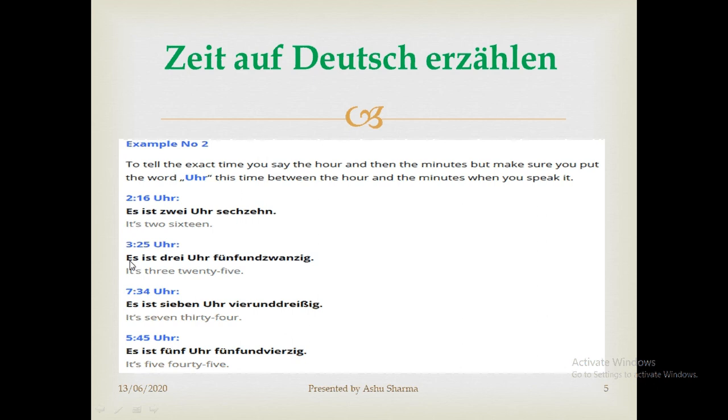Okay, next example, 3:25. We say: es ist drei Uhr fünfundzwanzig. It's 3:25. Next is 7:34: es ist sieben Uhr vierunddreißig. In German, 34 is four plus thirty, as I explained in the previous session. Now practice 5:45, which means es ist fünf Uhr fünfundvierzig.